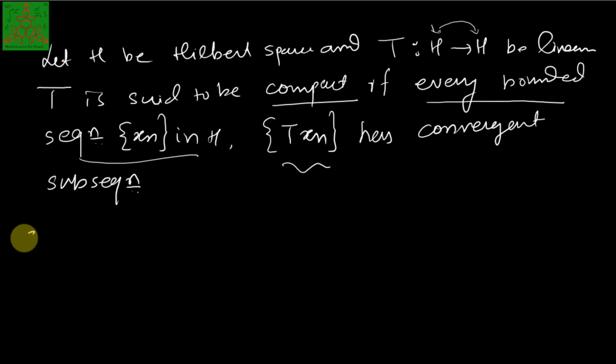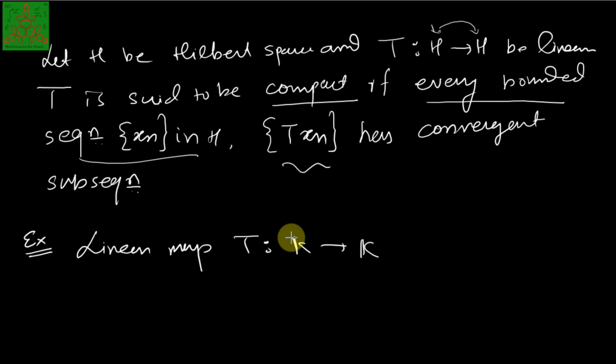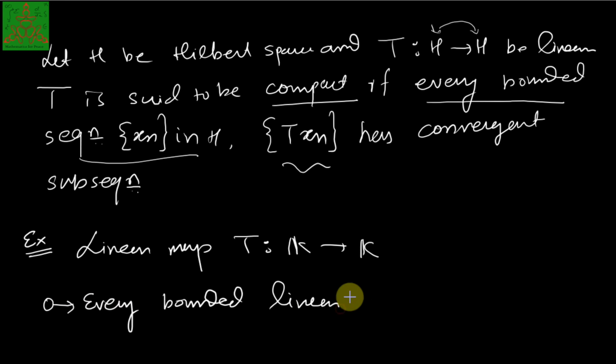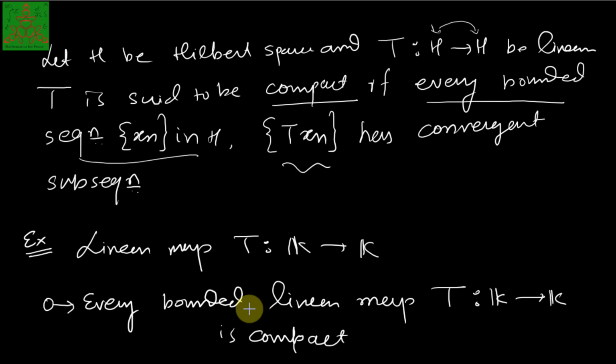Now let us see some examples of this compact operator. If I have a linear map T from K to K, where K is a scalar field, either R or C, then any bounded linear map is always a compact operator. So my claim is that every bounded linear map T from K to K, where K is a scalar field, is compact. And this statement is very easily seen.